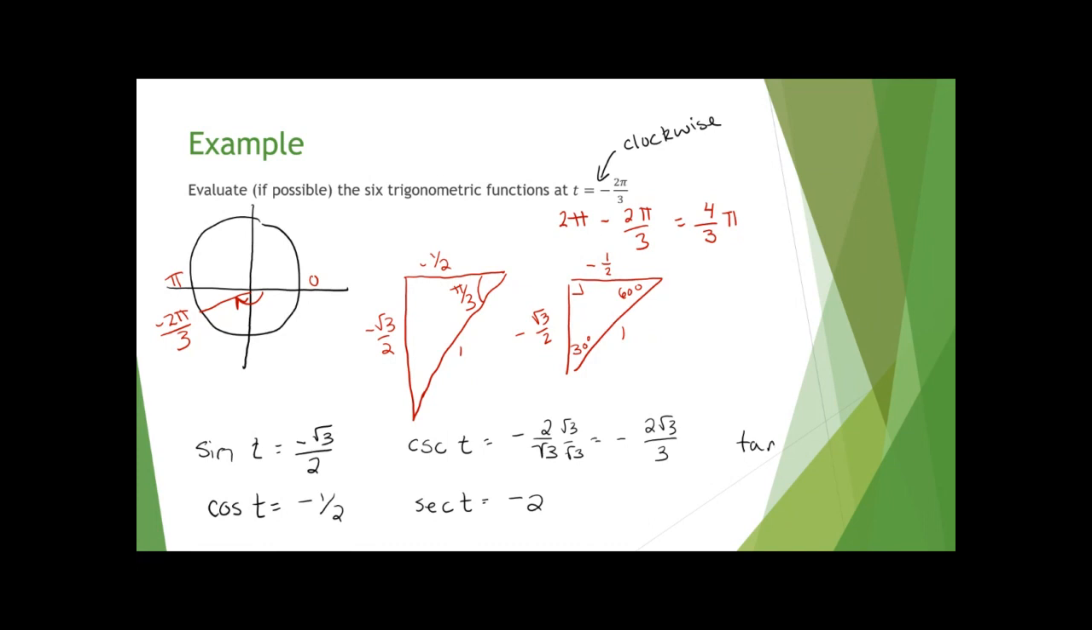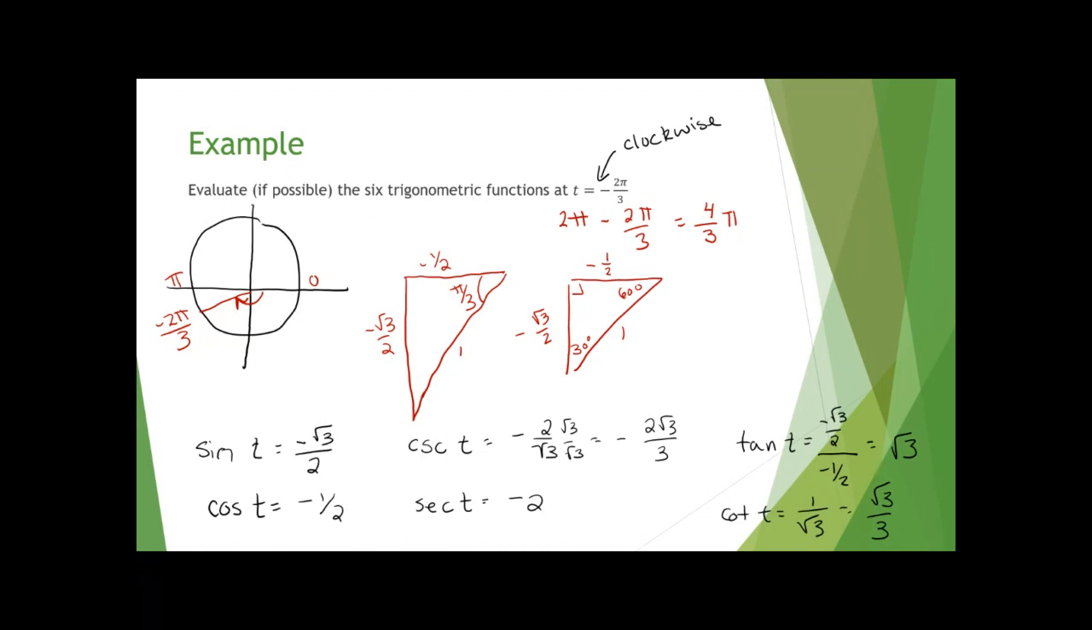And now tangent is opposite over adjacent. So that's negative square root of 3 over 2 over -1/2. So this will simplify. The negatives cancel. The denominators essentially cancel, and you're just left with the square root of 3, which means that cotangent is 1 over the square root of 3 because that's the reciprocal, which we rationalize to square root of 3 over 3.